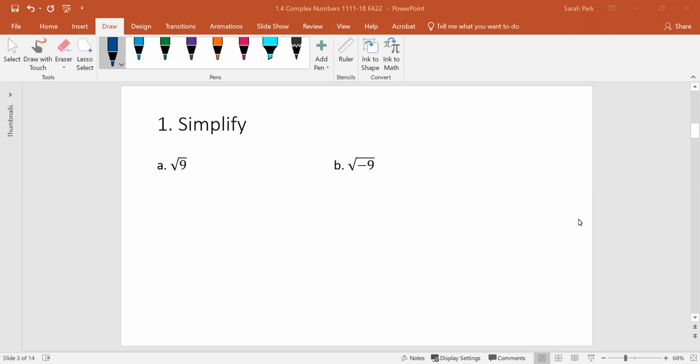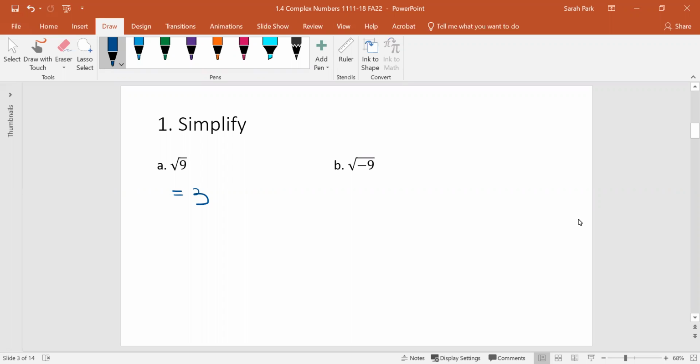Okay, let's take a look at these two basic examples. We know that if we take the square root of a perfect square, this is going to be 3. And that's because we know 3 squared is 9. Here we have the square root of -9. If you try putting this into your calculator, it won't work. Your calculator can't take square roots of negative numbers.